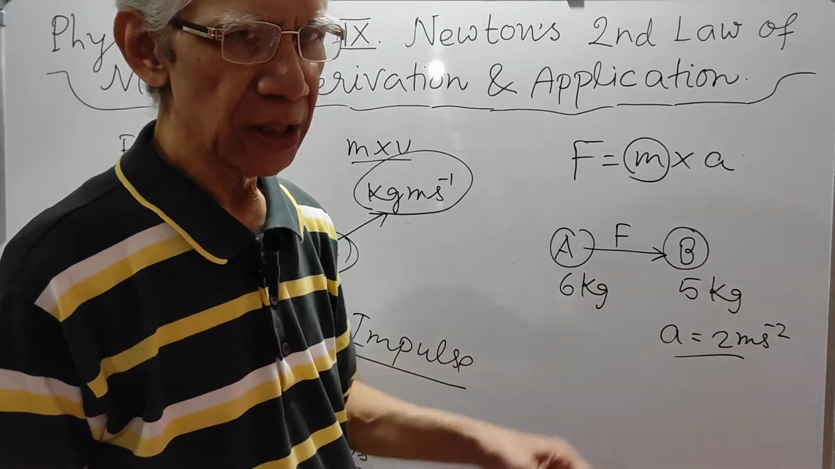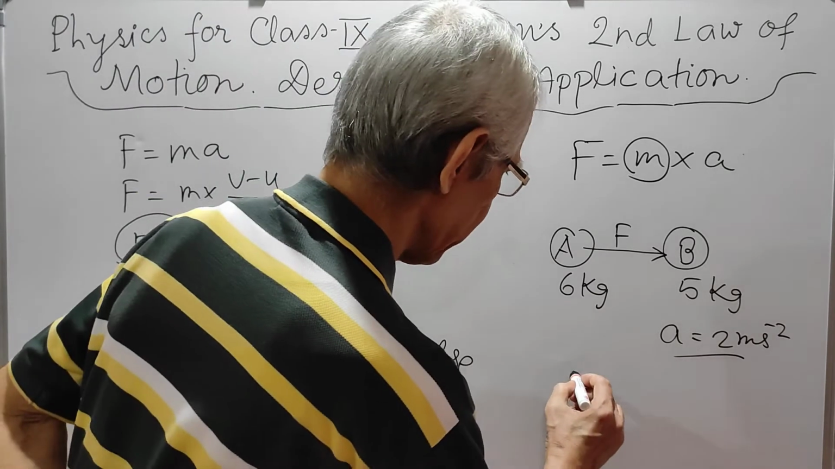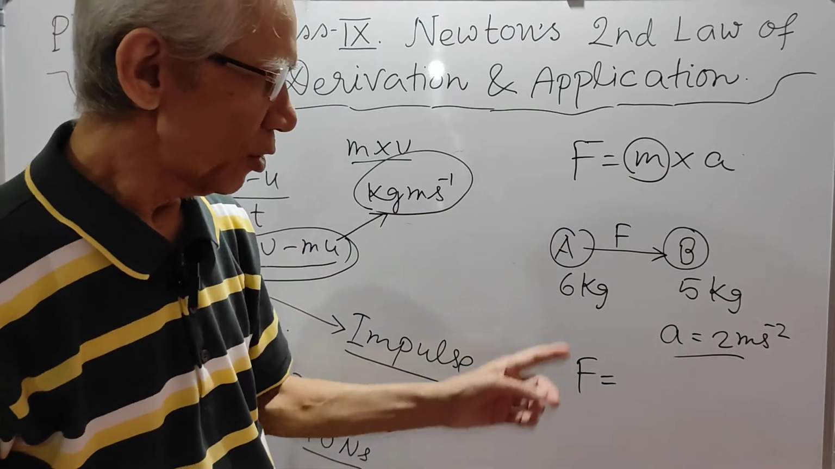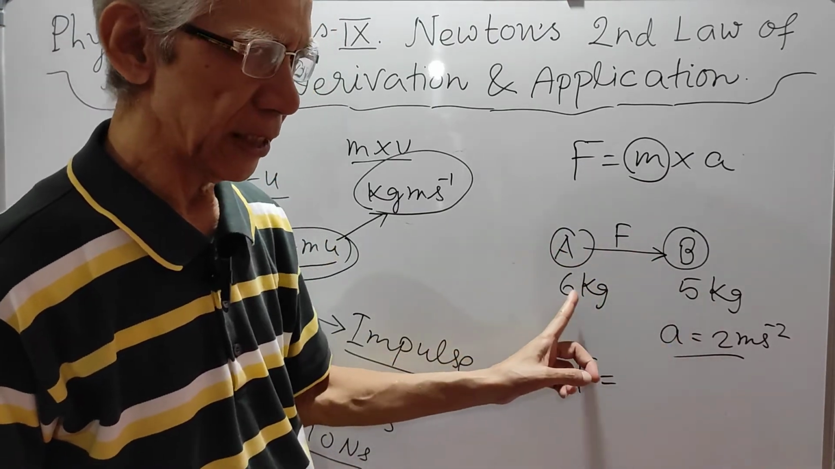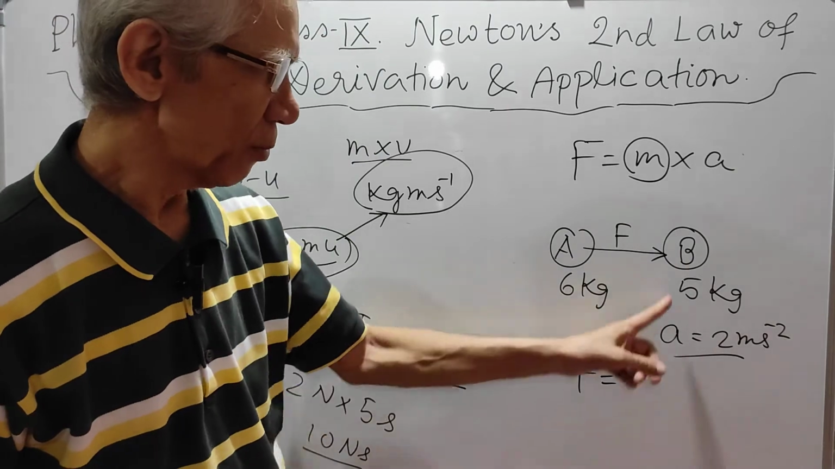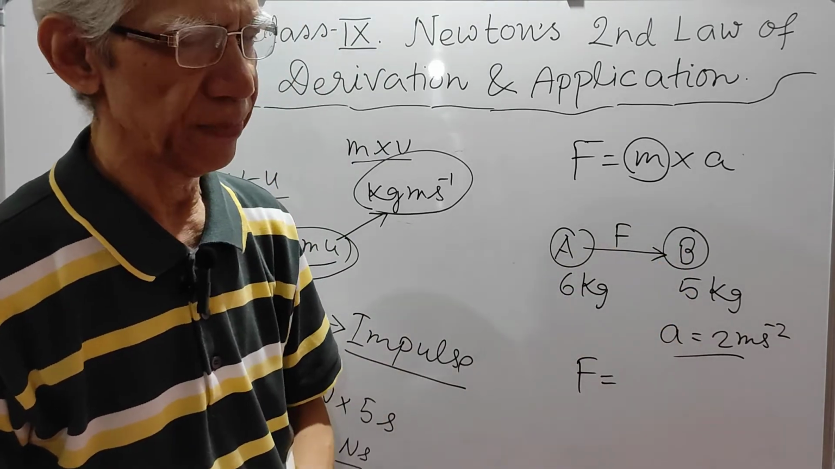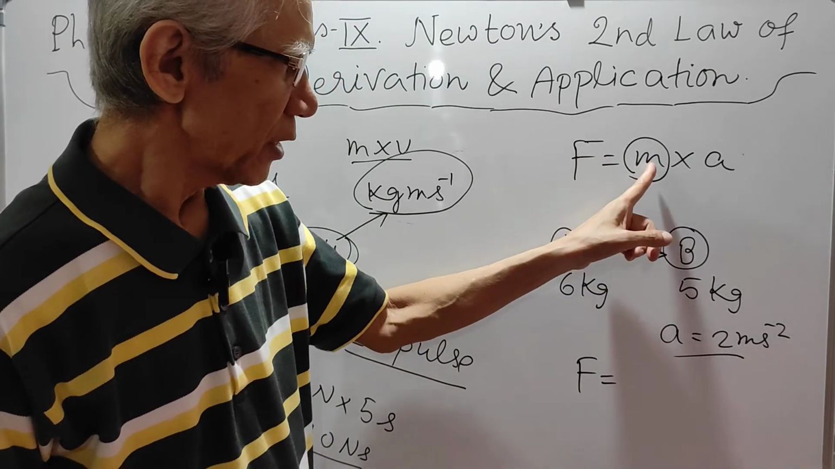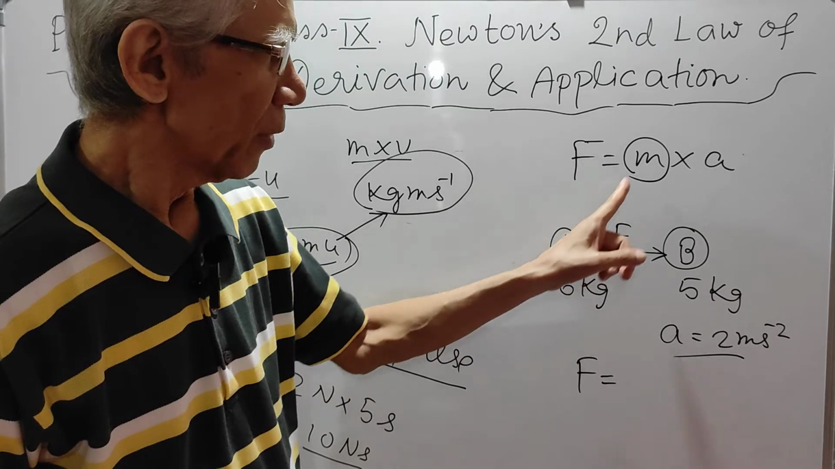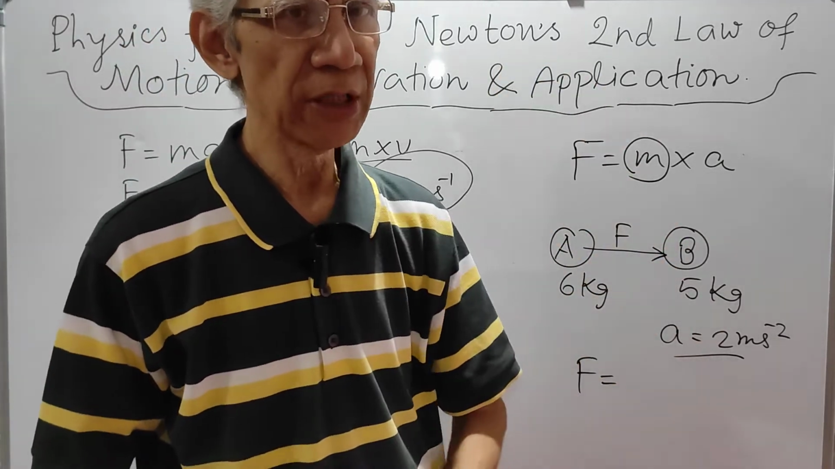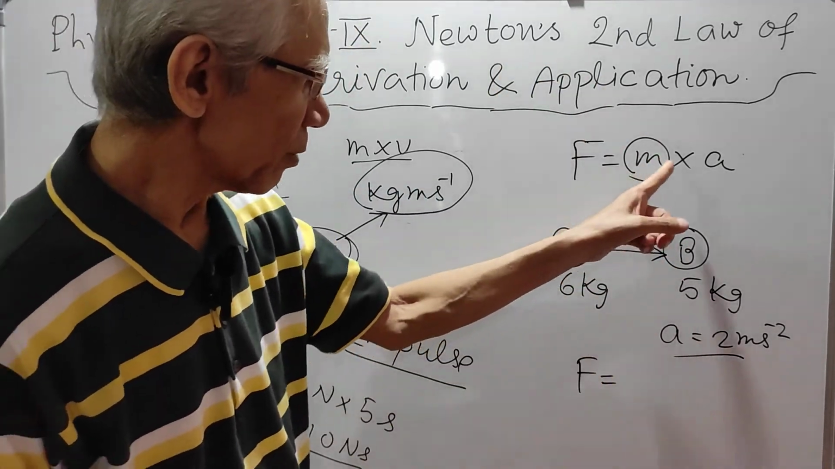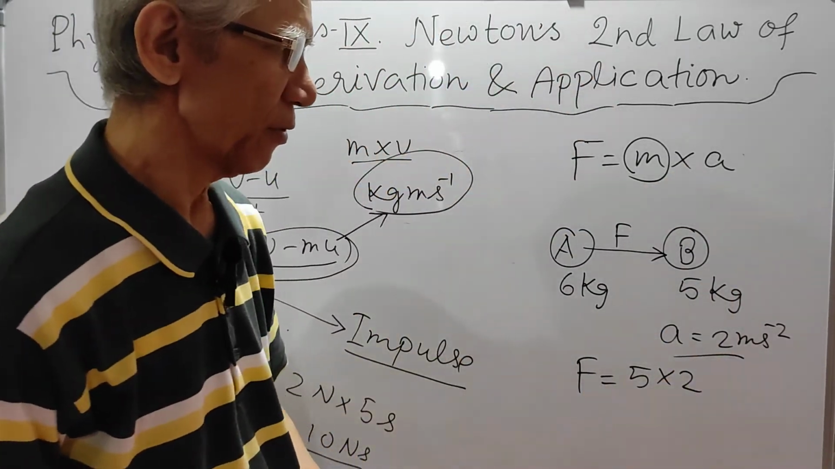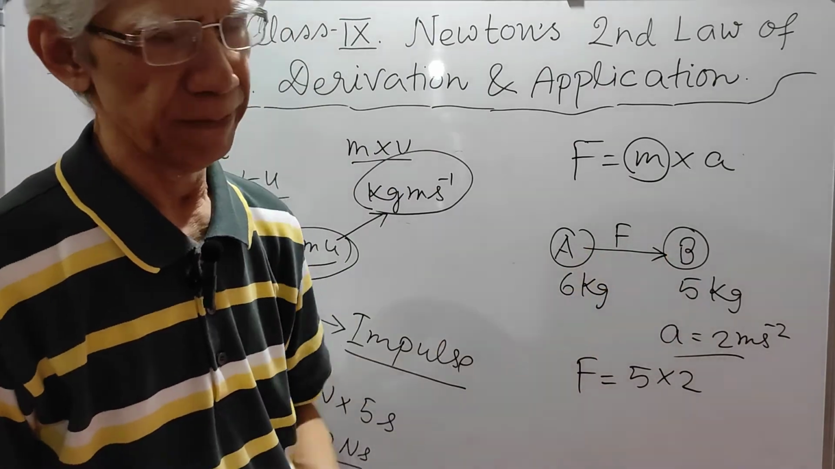Now the question is, what is the force? Calculate the force. Now, force equal to mass into acceleration. Do not be confused which mass you will take. You will take the mass of B, because on B the force is acting. In this formula, this m is not the mass which is applying force, but it is the mass of the body on which the force is applied. So here F equal to mass into acceleration, 5 into 2. Why 5? Because the force is acting on B.